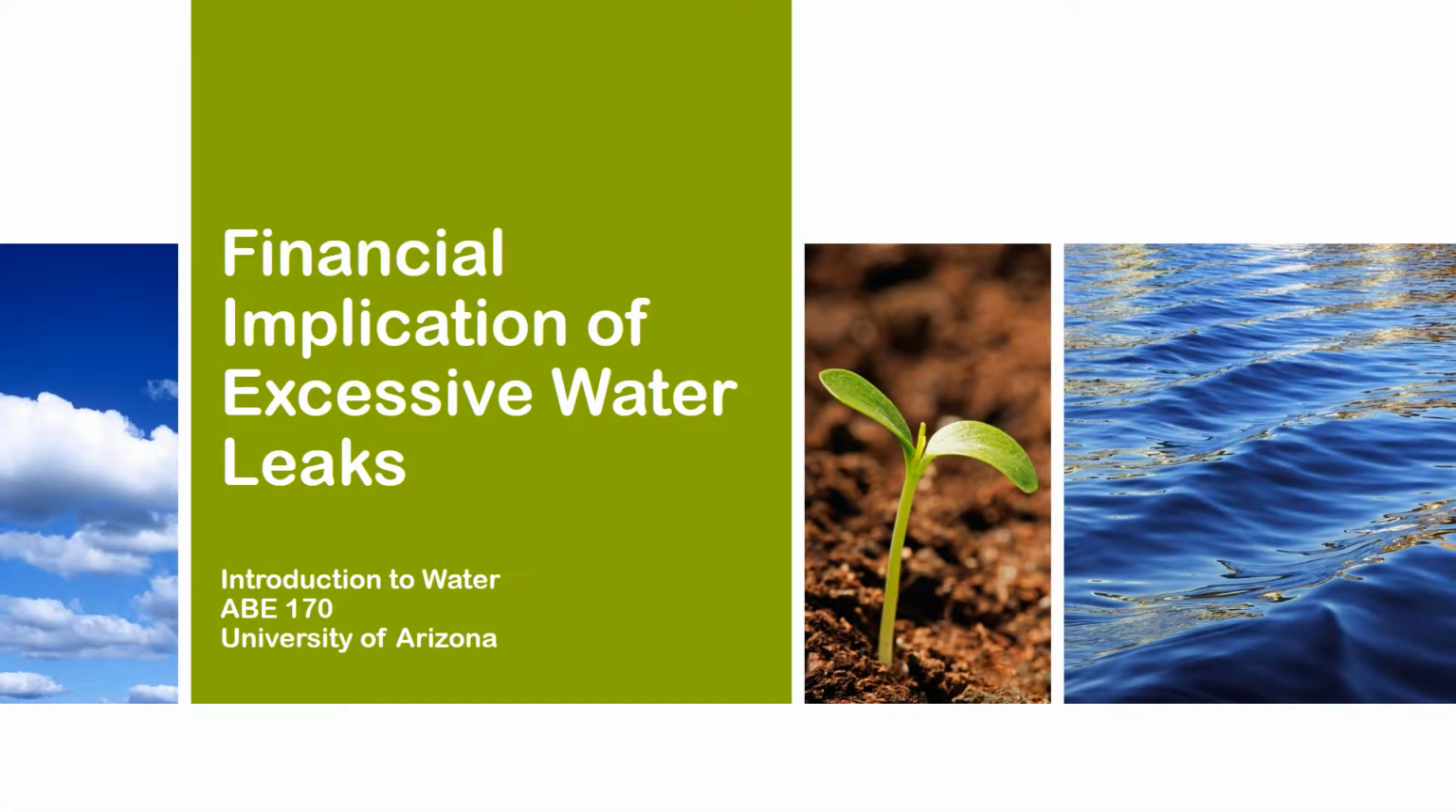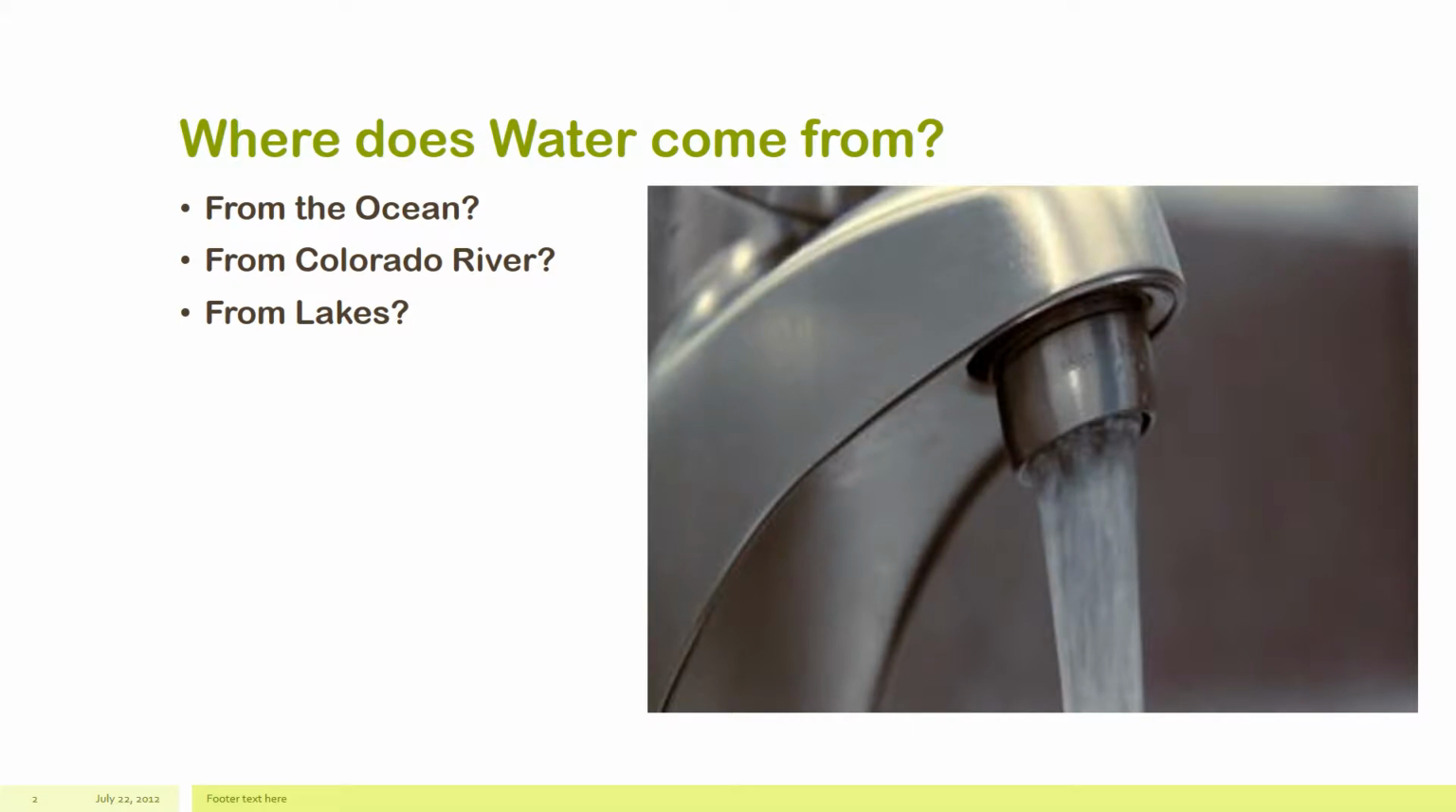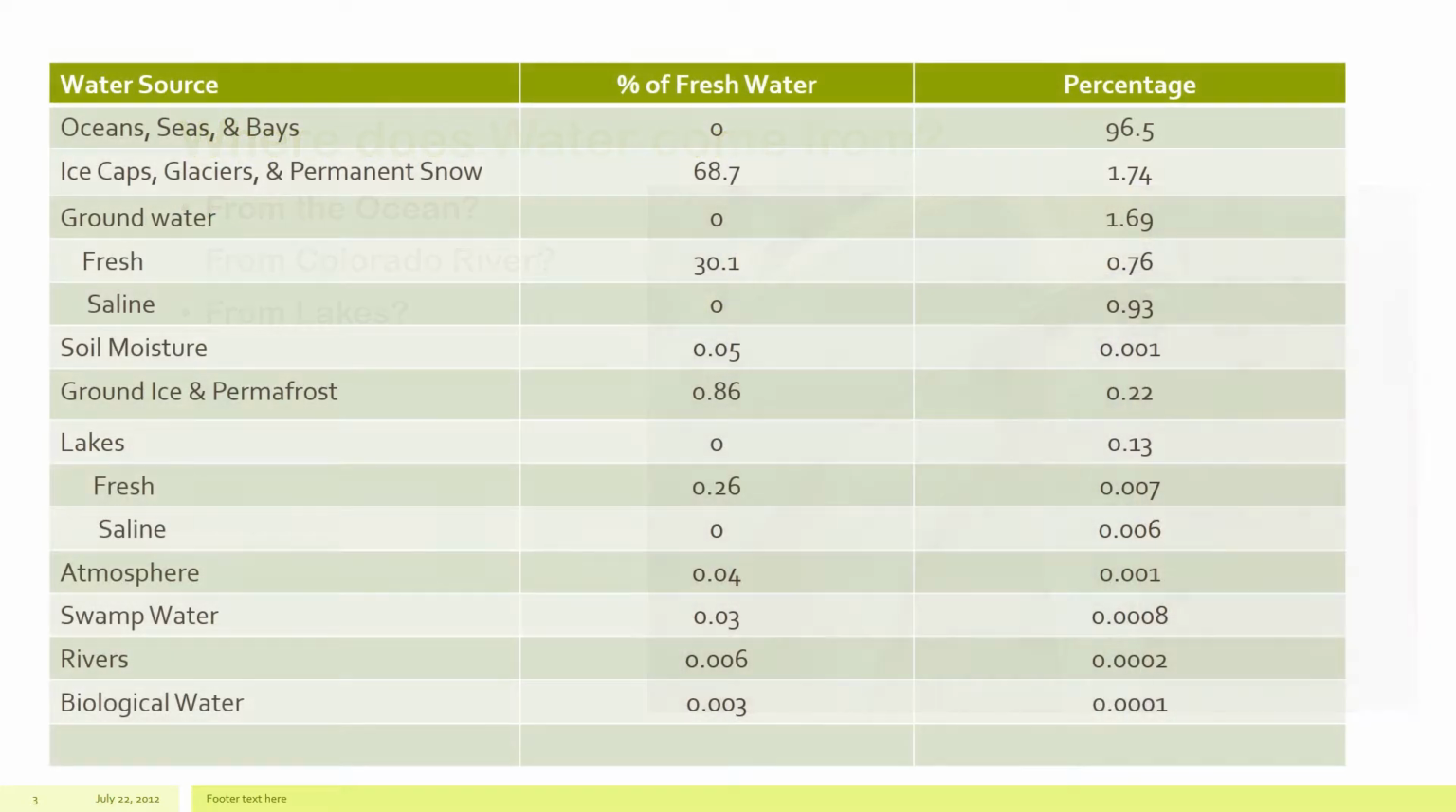My project is on the financial implication of excessive water leaks. Where does water come from? We might ask, does it come from the ocean or does it come from the Colorado River? We might also imagine that water comes from lakes, comes from different places, and there are certain amounts of water that we can use.